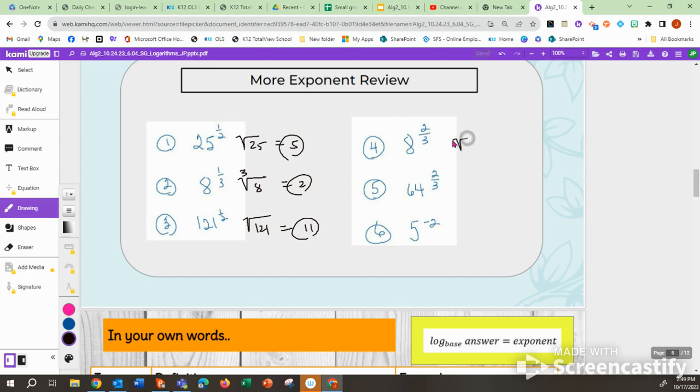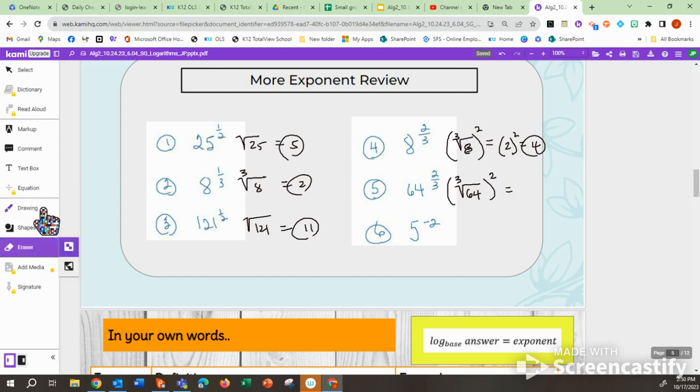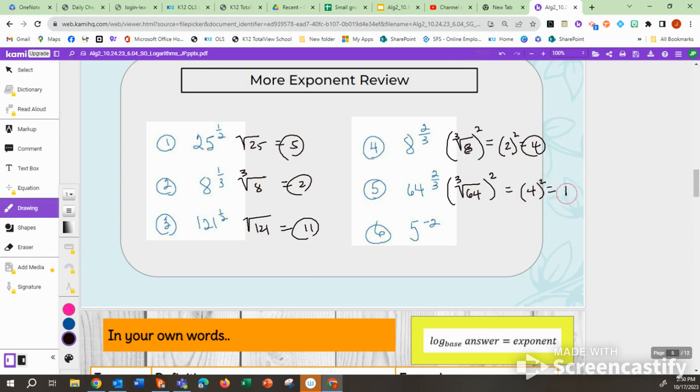8 to the 2/3, I always do the index first. So I'm going to do the cube root of 8 first, and then I'll raise that to the second power. The cube root of 8 is 2, and 2 raised to the second power is 4. 64 to the 2/3 is the cube root of 64. And again, I'll do that first. I don't want to do 64 squared because that's going to give me a really big number. So I like to go ahead and do the index first and then use the exponent. So the cube root of 64 is not 3, it is 4. Cube root of 64 is 4. And then 4 raised to the second power is 16.